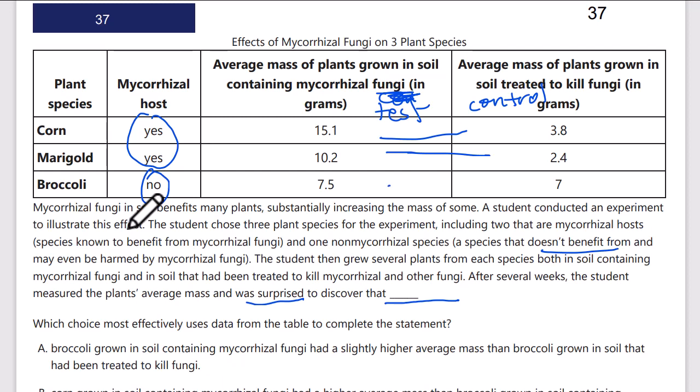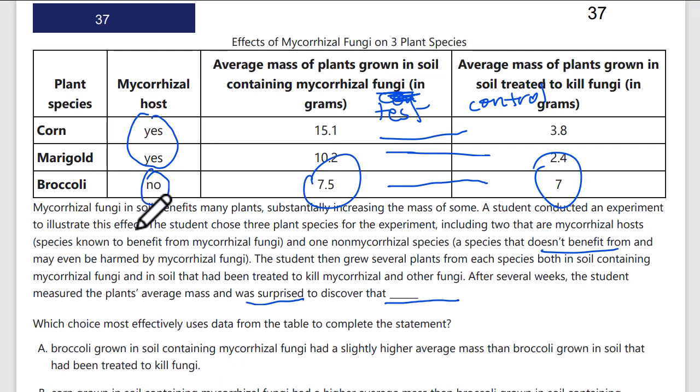It's actually even higher for the non-mycorrhizal species that doesn't benefit from the fungi. So I guess that would be the surprising thing. That would be the surprising information. So let's look for that answer.